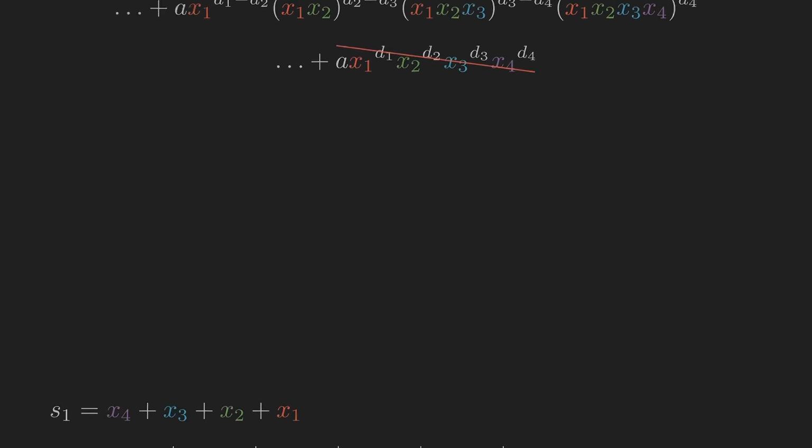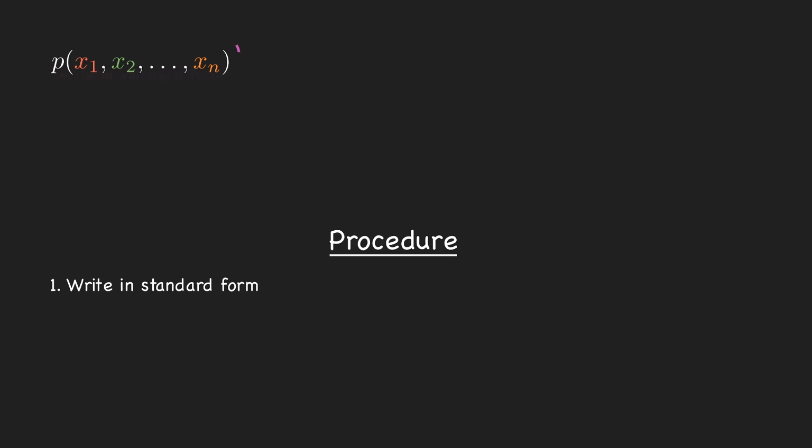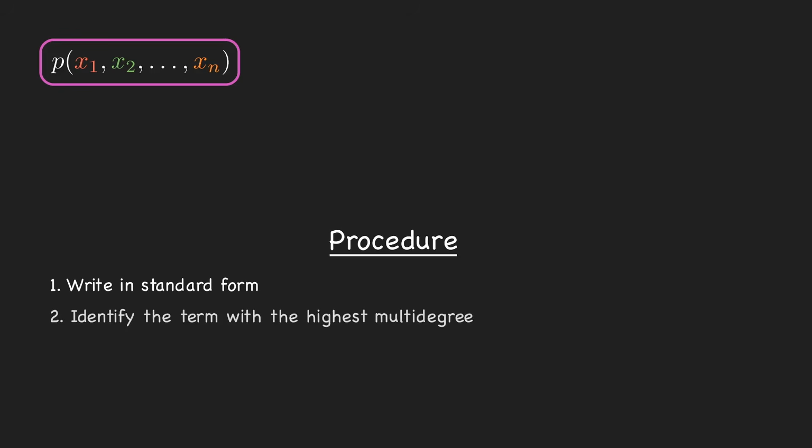And that's it! We have a procedure to write any symmetric polynomial in terms of just the elementary symmetric polynomials. To recap, we start with a symmetric polynomial, p of x1 to xn. We write p in standard form, and identify the term with highest multidegree. Say it's a x1 to the d1 through xn to the dn.